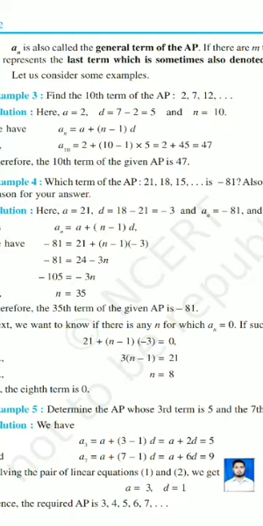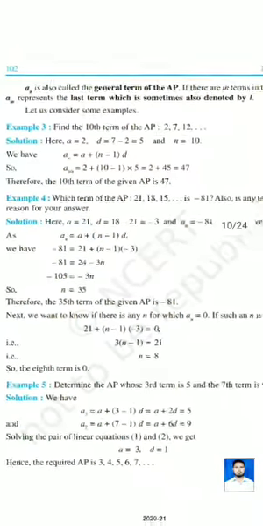So look here, a10 equals 2 plus 10 minus 1 into 5. So here we got 47. This is the 10th term of this series. 47 is the 10th term of this series. Okay, now move on. Next, example 4.